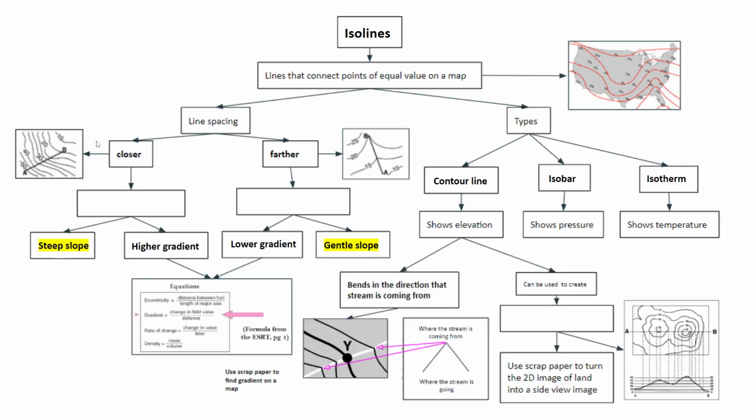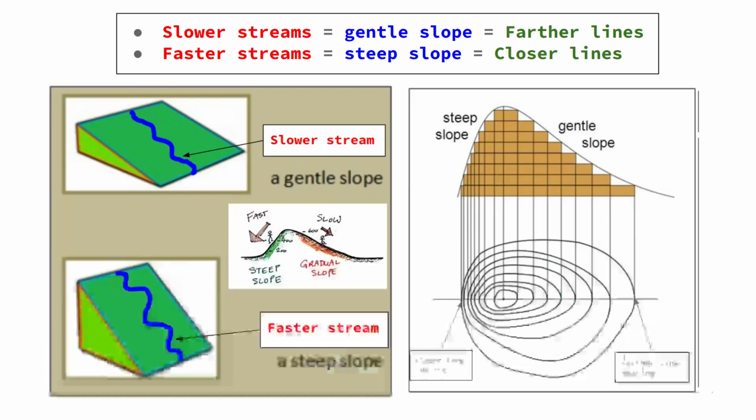Let's write that down. Pause this video and write your notes down. When contour lines are closer together, I have a steep slope. My elevation is changing faster. When my contour lines are farther apart, I have a gentle slope. My elevation is changing slower.